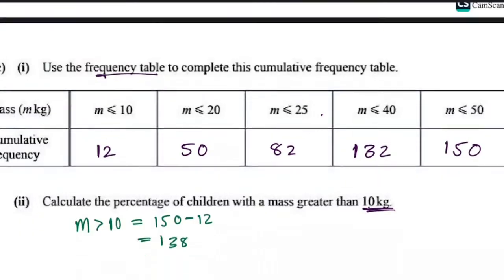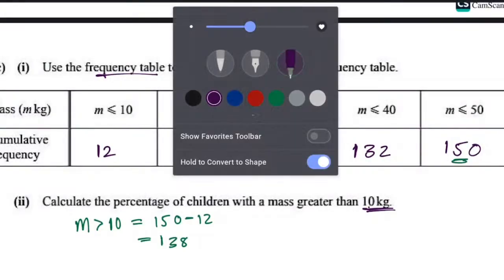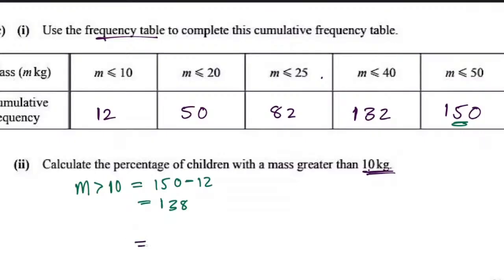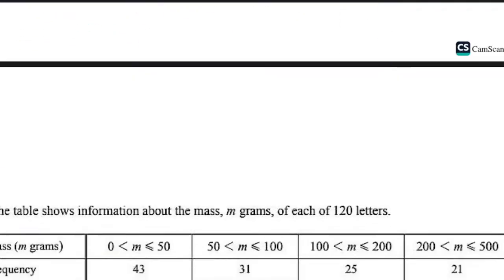So you got them to be 138. And what is the total? The total is 150. So you can now make it as a percentage. So it's going to be equal to 138 divided by 150 times 100%. And what does that become? So I'm going to say 138 divided by 150, and then times 100%, I get 92%. So this is going to be 92%. That's the percentage.